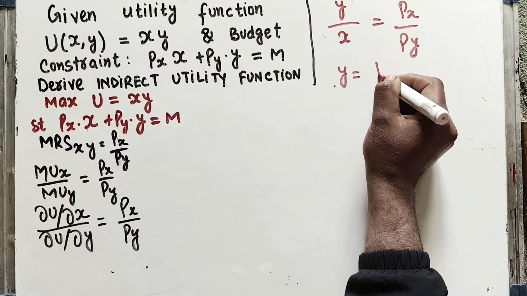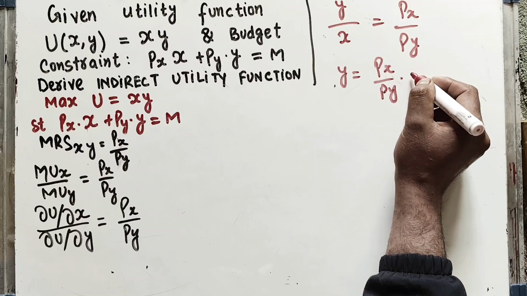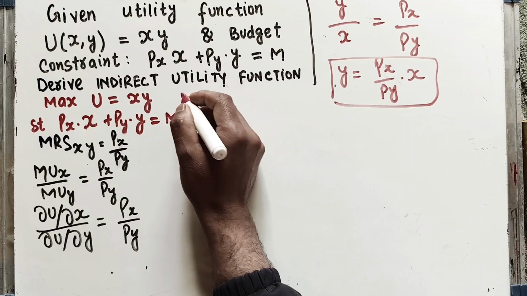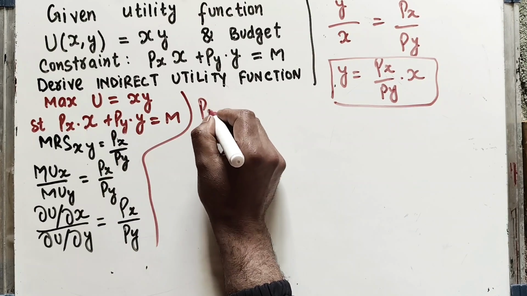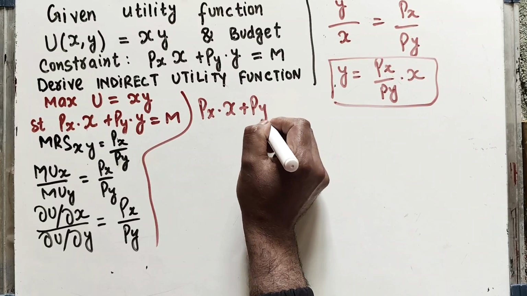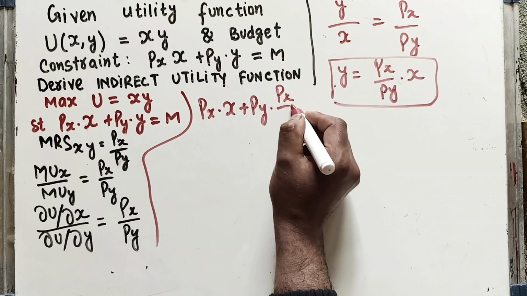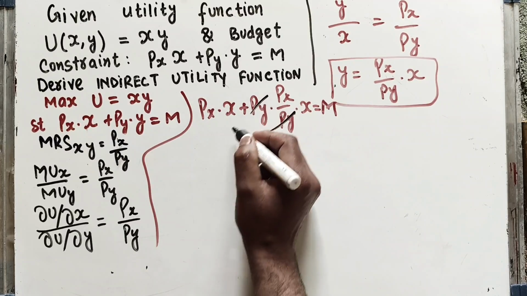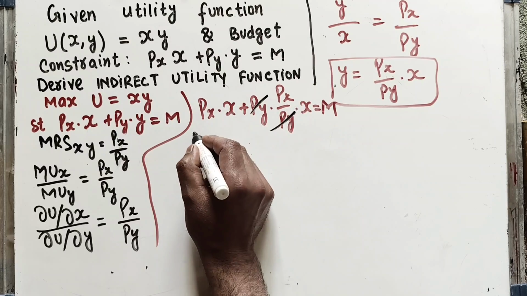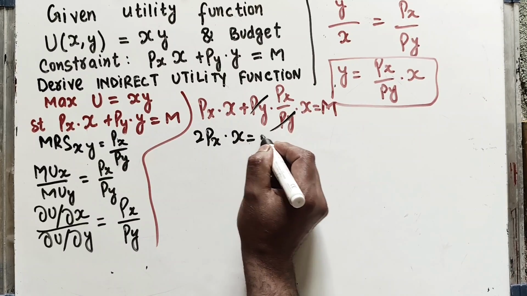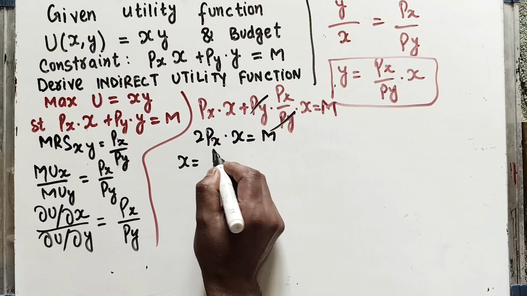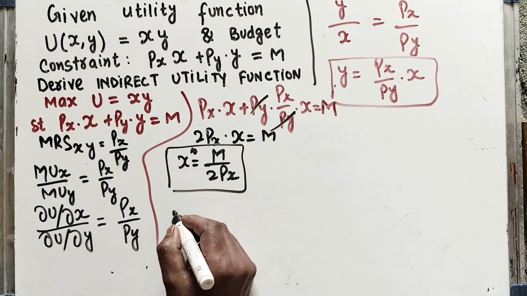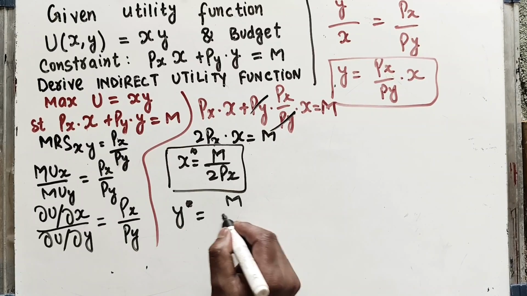Solving for y, we get y is equal to price of x upon price of y times x. Now we plug this value into the budget constraint, that means price of x times x plus price of y times the value of y, which is price of x upon price of y times x, should be equal to the income of the consumer. So here we get this cancellation, px into x plus px into x is twice px into x should be equal to m. That gives us x will be equal to m upon 2px. Okay, so this is the demand function for good x. Likewise, we will get the demand function for good y will be equal to m upon 2py.